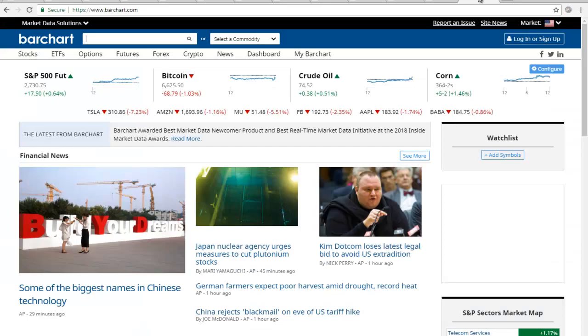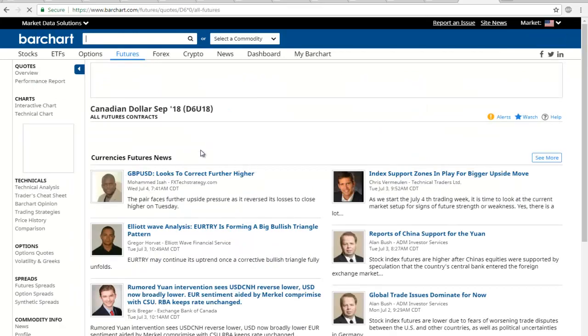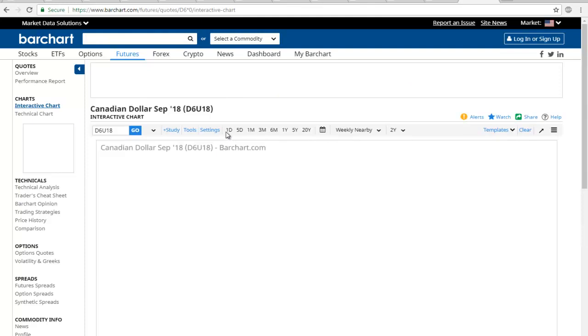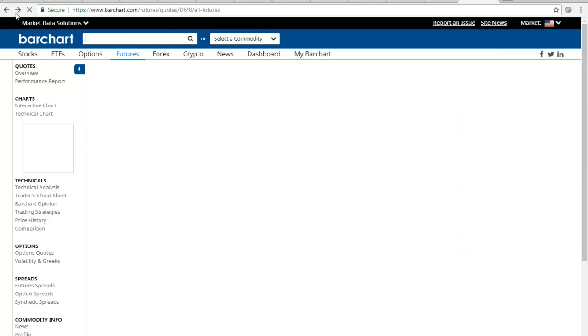The other case I'll throw in is the commitment of traders, the COT data, the commercial positioning. Okay, so I use barchart.com. It's completely free. I'm sure there's others out there you can use. So I'm just used to this. So I'll go to Canadian dollar. I'll go to interactive chart.